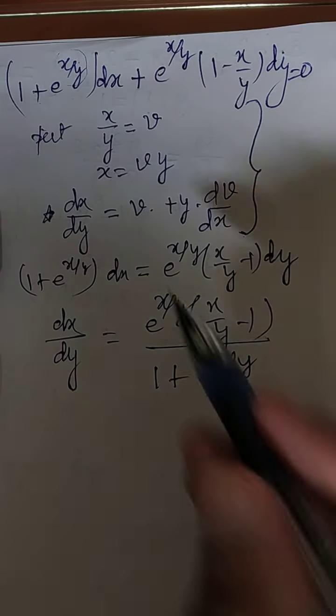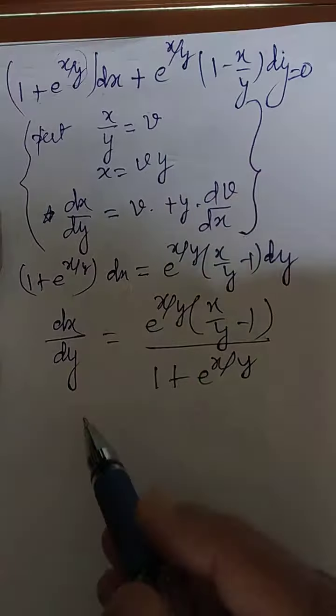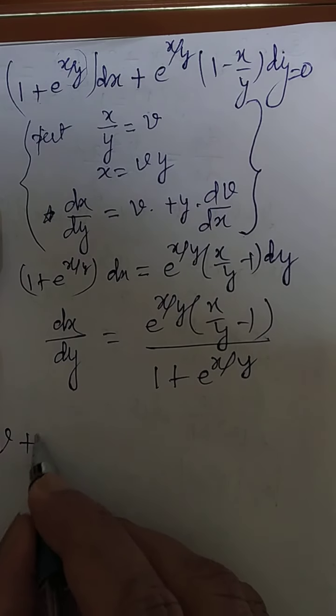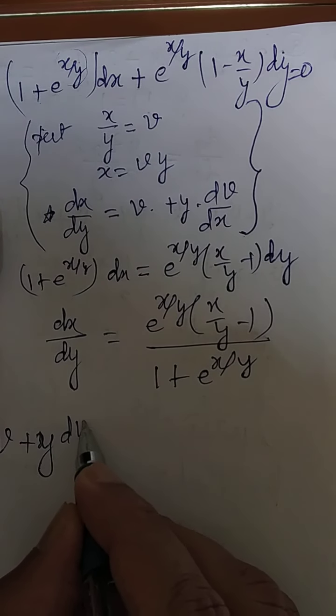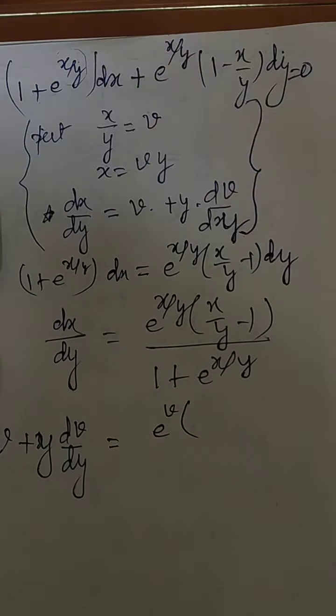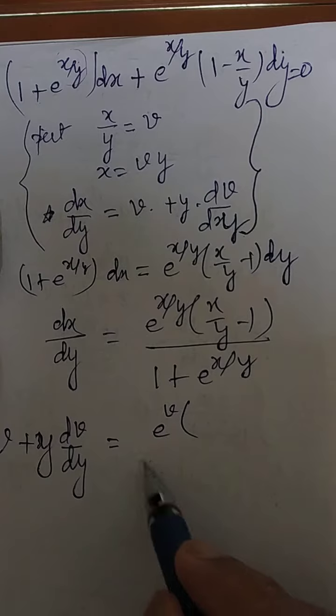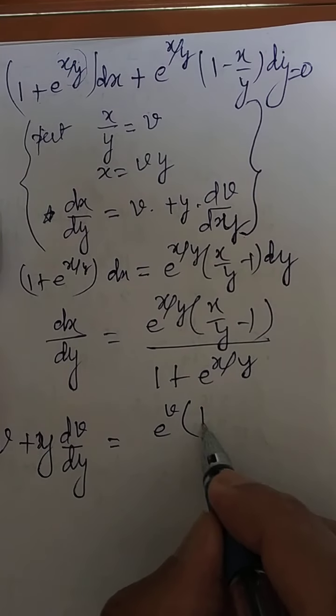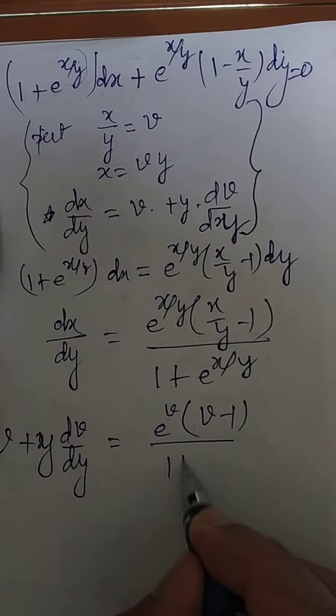Now we will make this alteration in the question. On the left hand side what you will get is v plus y dv by dy, just take care, here it is a mistake, dv by dy, equals e raised to power v. Over here it will be v minus 1 divided by 1 plus e raised to power v.